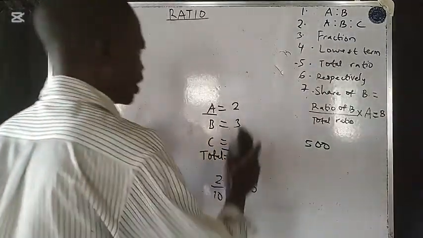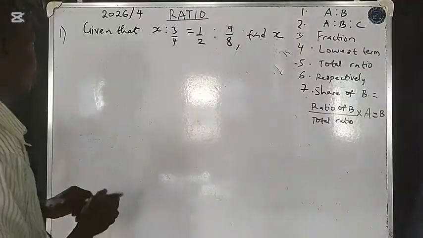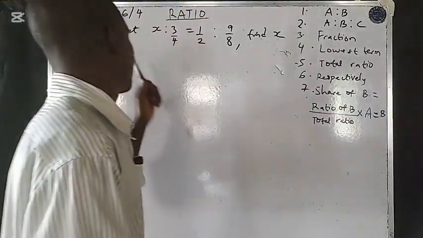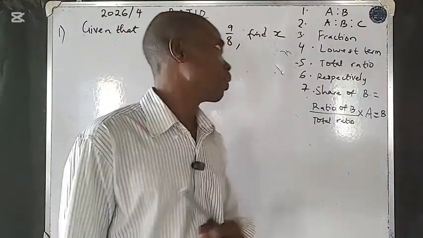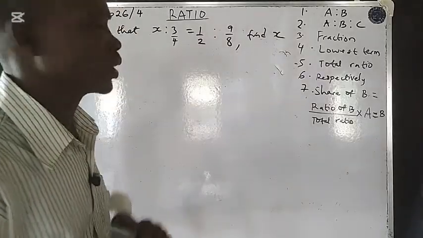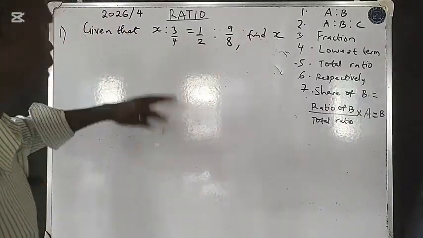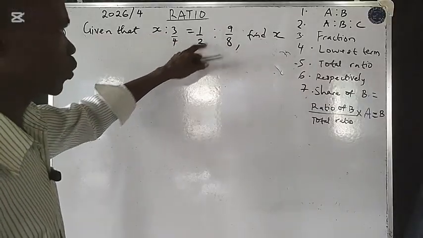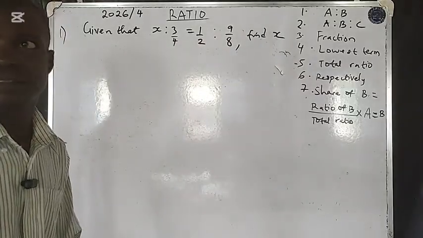Now let's move to our question. The first question we are dealing with is 2026 WAEC. They just did it some days ago. And we are considering number 4, which is a ratio question. We are told to find x. This x ratio 3/4 equals 1/2 ratio 9/8. How do we solve it? Can you give us a guide?